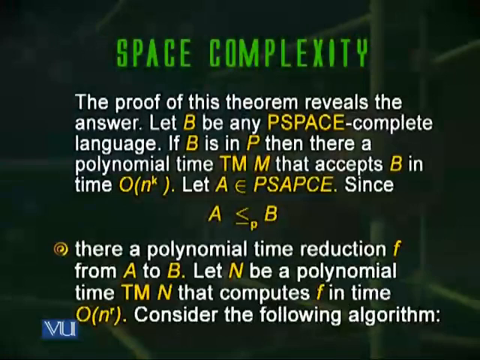Since A is polynomial time reducible to B, there is a function f mapping sigma star to sigma star, which is computable in polynomial time, and x is in A if and only if f(x) is in B. That's just the definition of polynomial time reducible, and in this case the function f is polynomial time computable. Now, let's consider the following algorithm, which is going to be a Turing machine that accepts the language A.